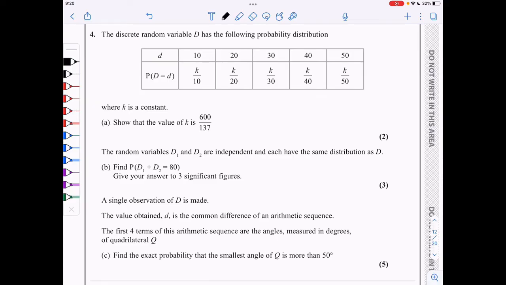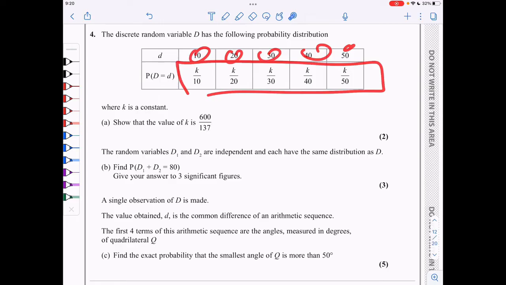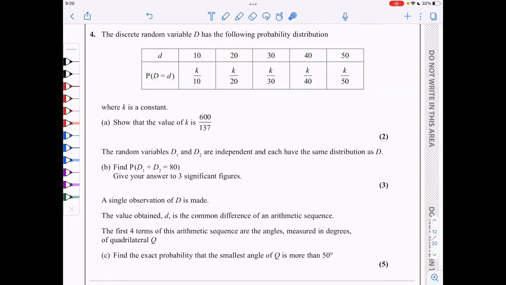Question 4. The discrete random variable D has the following probability distribution. It takes values of 10, 20, 30, 40, 50 with these probabilities. K is a constant. We need to show that K is 600 over 137. I will simply add all of these up and set them equal to 1.